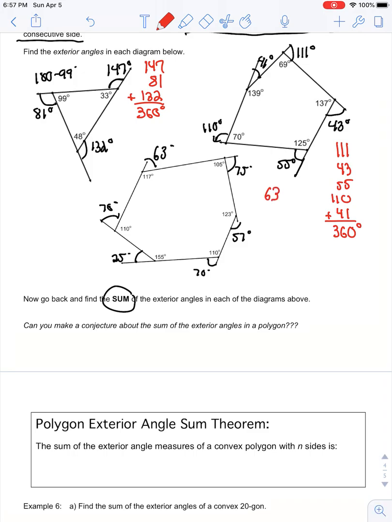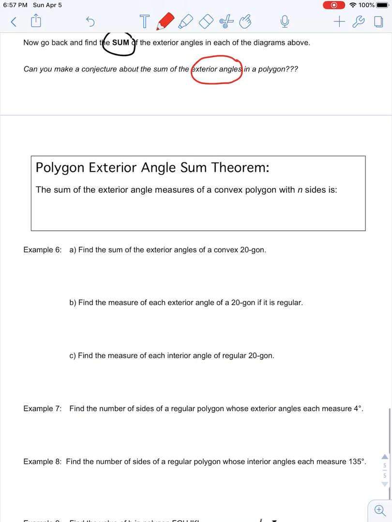And on our last one, our hexagon, if I add together 63, 75, 57, 70, 25, another 70, 1, 2, 3, 4, 5, 6. There's my 6 angles. If I add those together, I once again get 360 degrees. As we can see with just these 3 examples, there is a relationship between the exterior angles in a polygon, and that's what we call the polygon exterior angle sum theorem.